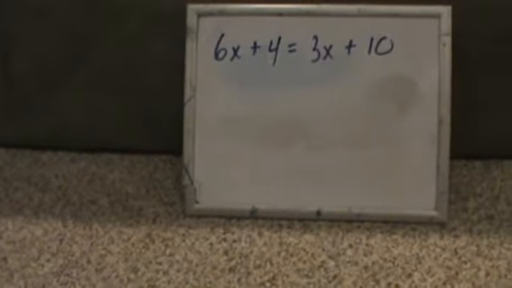Going to organize this equation that you see on the board. So we're going to have 6x, so we'll do that, and then plus 4 equals 3x plus 10. Alright, over here we're going to set up our 4 individual pieces to help show our constant.